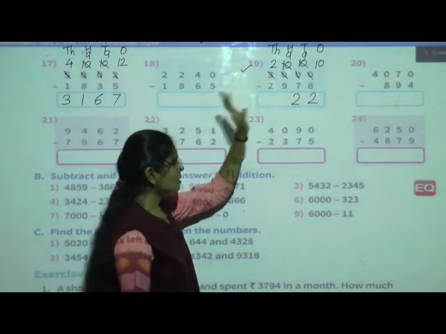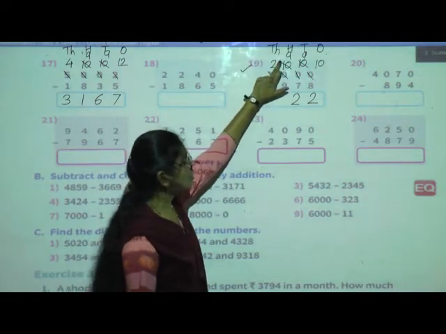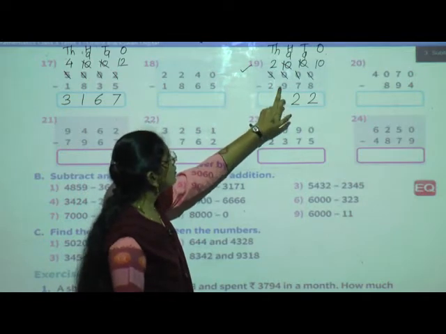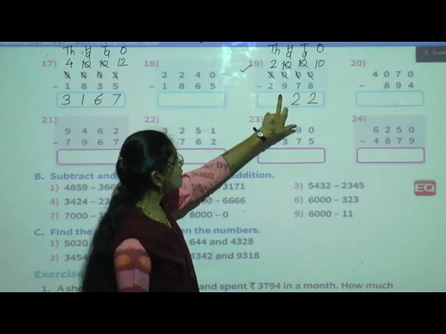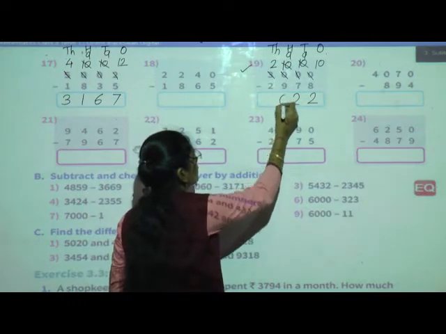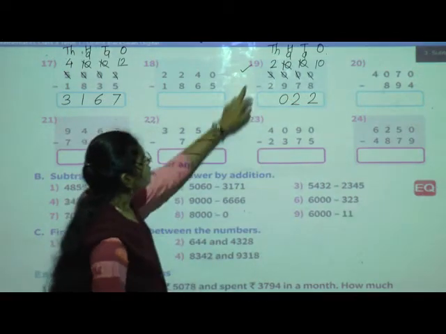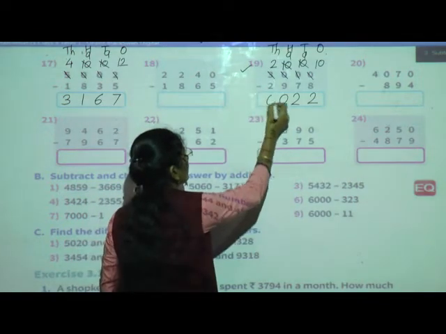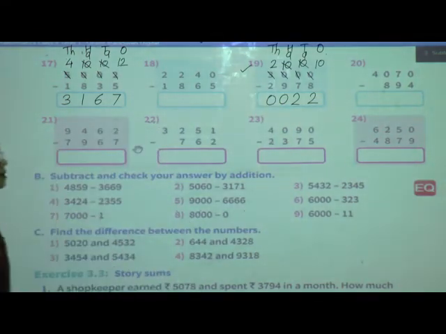See the hundreds place column. In the first number now there are 9 hundreds, and in another number there are also 900. So 9 minus 9, 0. Then see the thousands place. 2 minus 2. Again we will get 0. So 3000 minus 2978 is equal to 22.